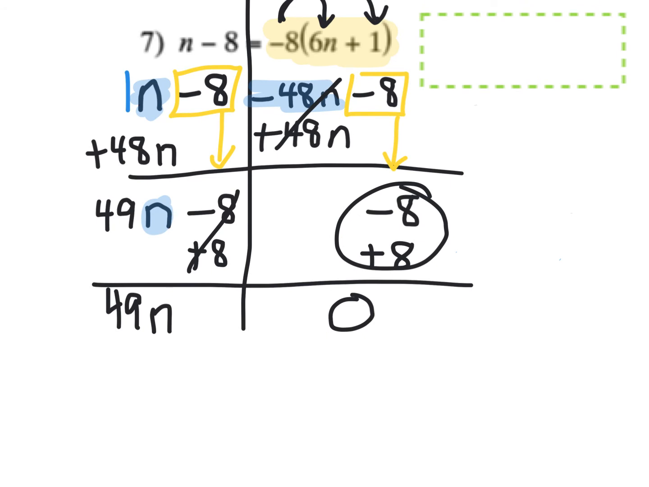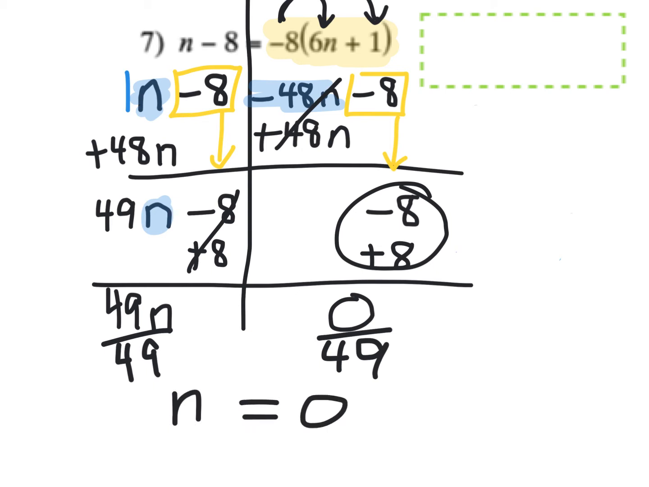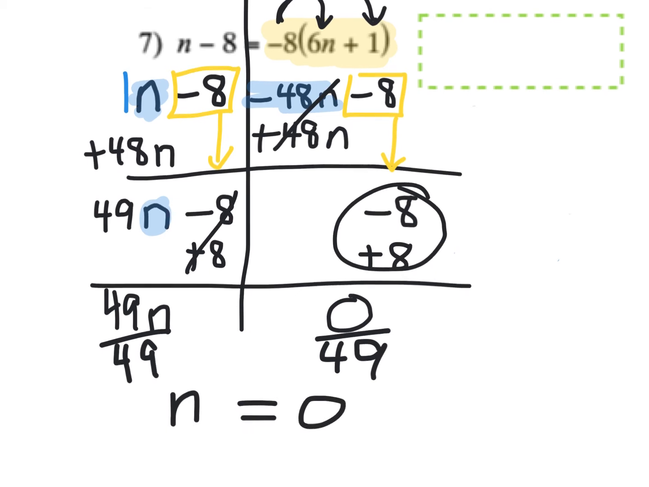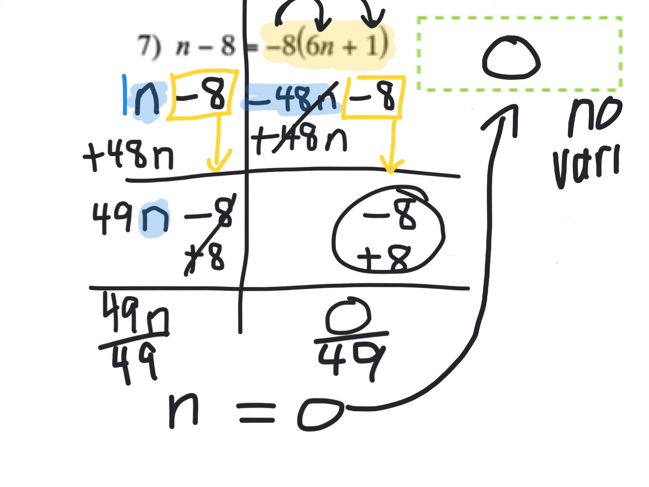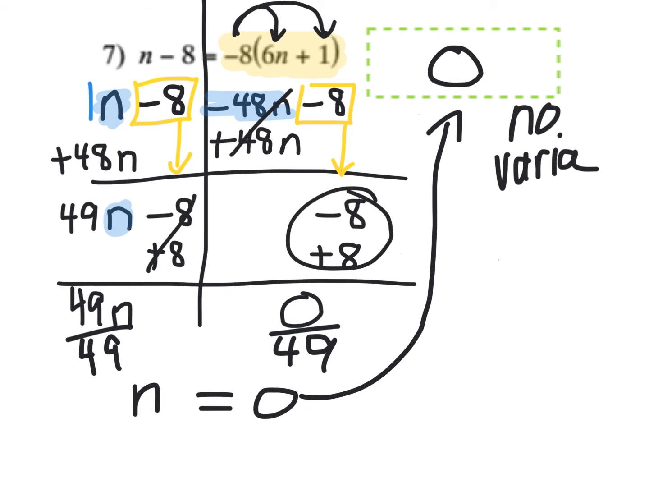And then last but not least, to isolate the n all the way, I'm going to divide both sides by 49, because the 49 sitting next to the variable means multiply. What's the opposite of multiplying? It is dividing. So I've got the solution of n is equal to 0. So you'll just type 0 right there in the answer box. Don't put the variable, or else it's just set so that it'll count it wrong, even though it's technically correct.